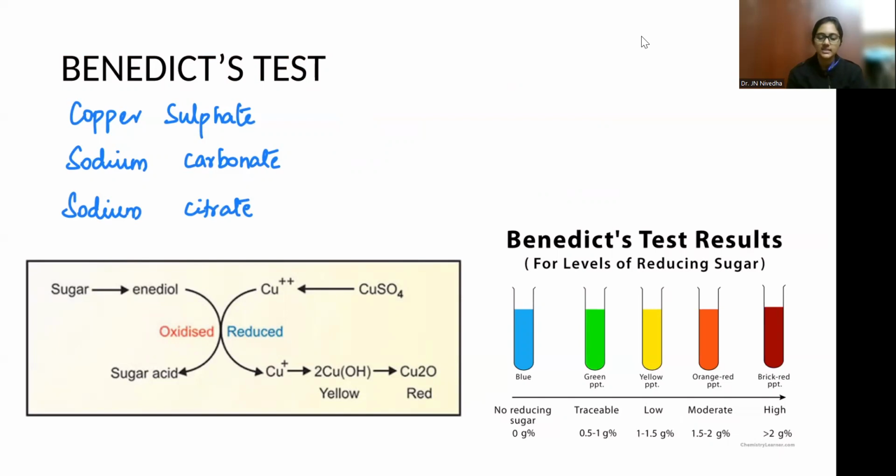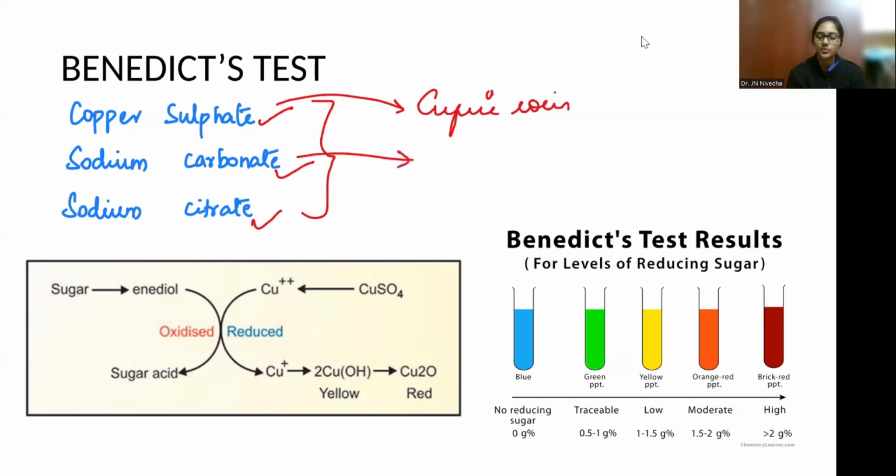So in Benedict's test, what is the composition of Benedict's reagent? Copper sulfate, sodium carbonate, and sodium citrate. Copper sulfate is for donating cupric ions. Sodium carbonate provides an alkaline medium for the reaction. And sodium citrate acts as a stabilizing agent.